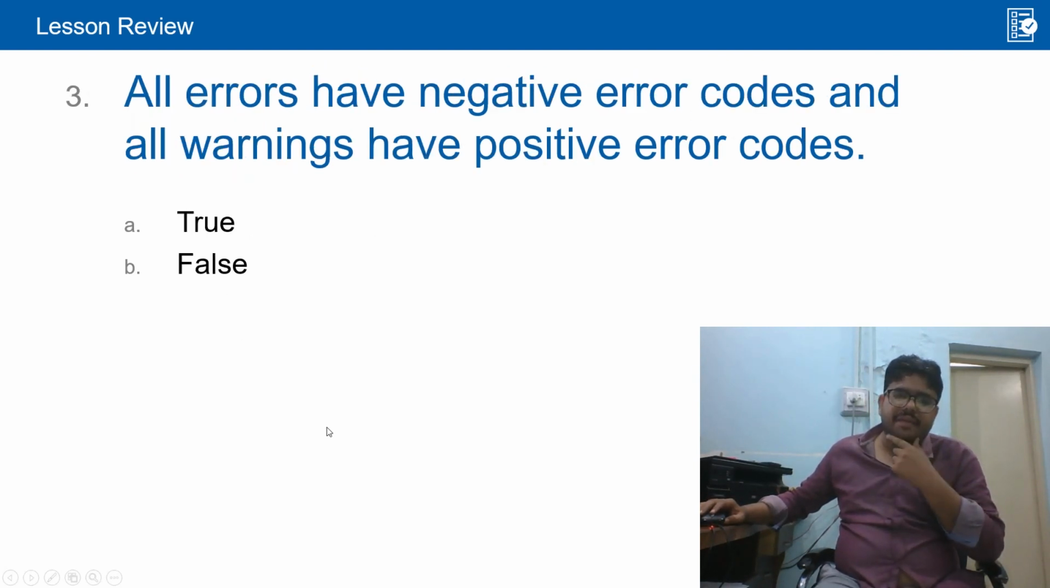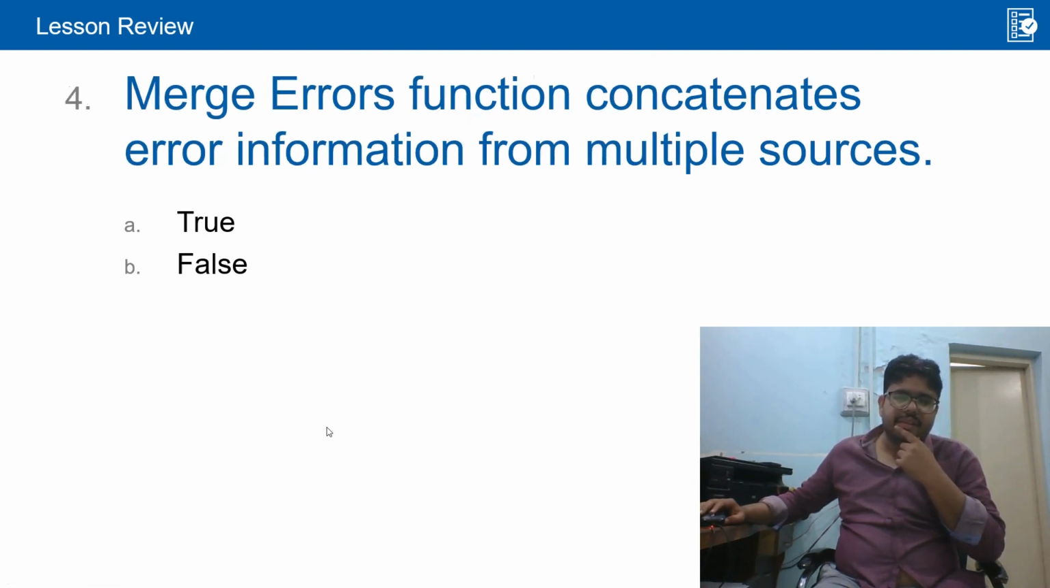Do errors have negative error codes and warnings have positive error codes? No, it's false. Does the merge errors function concatenate error information from multiple sources? No, it's false. The merge errors function does not concatenate error information from multiple sources. It shows you whatever the first error is. If there is no error, it will show the warning. So this is false.